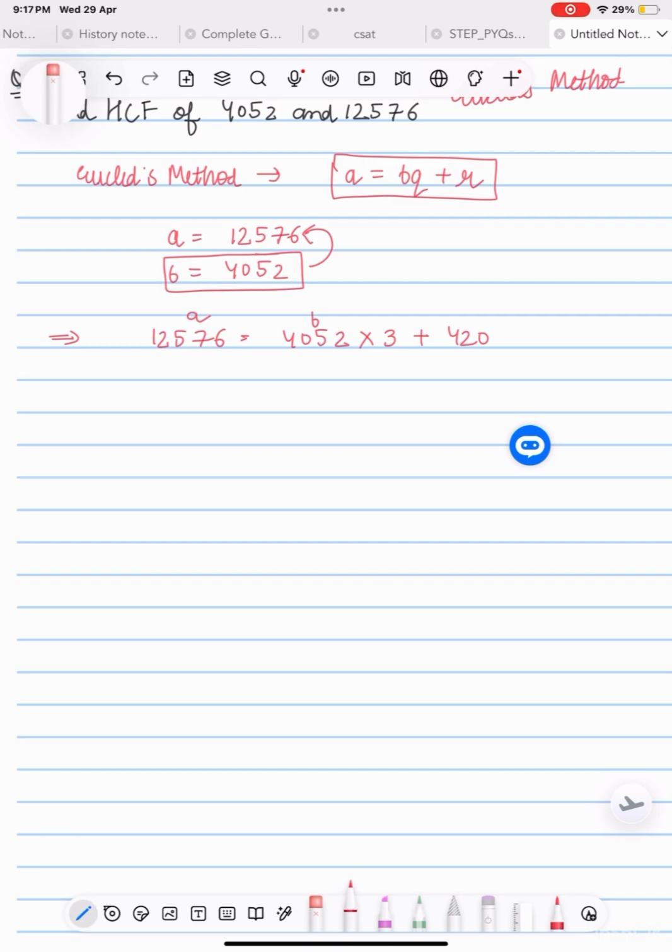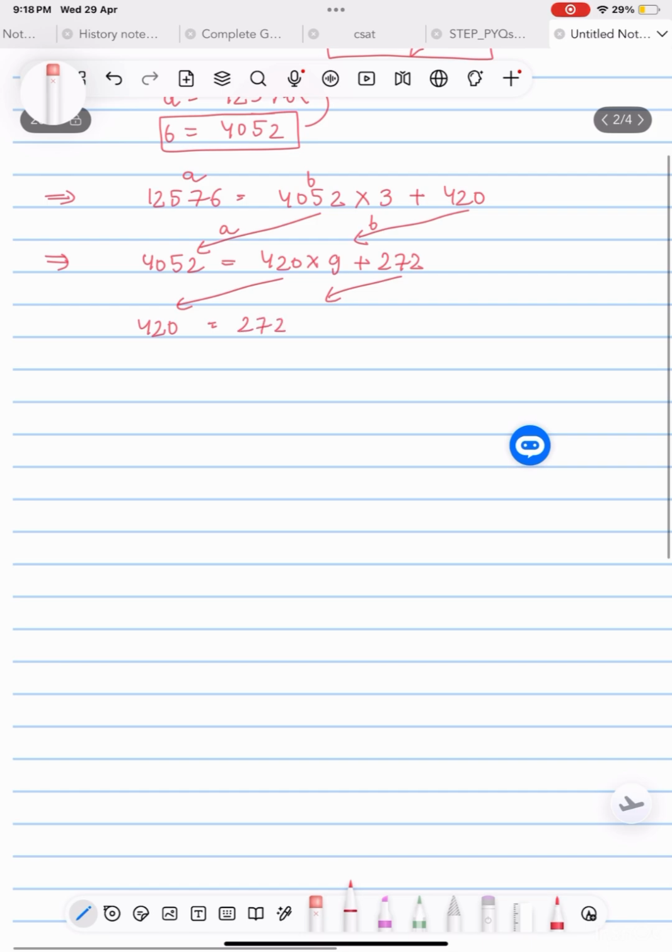Now, this was our A, this was our B. For the second step, this number becomes A and this number becomes B. So now our previous B becomes A, 4052, and the remainder becomes B, 420, around 9 times plus 272. Same diagonal move: 420 becomes A and 272 becomes B, into 1 plus 148. Same diagonal method: 272 becomes A and 148 into 1 plus 124.